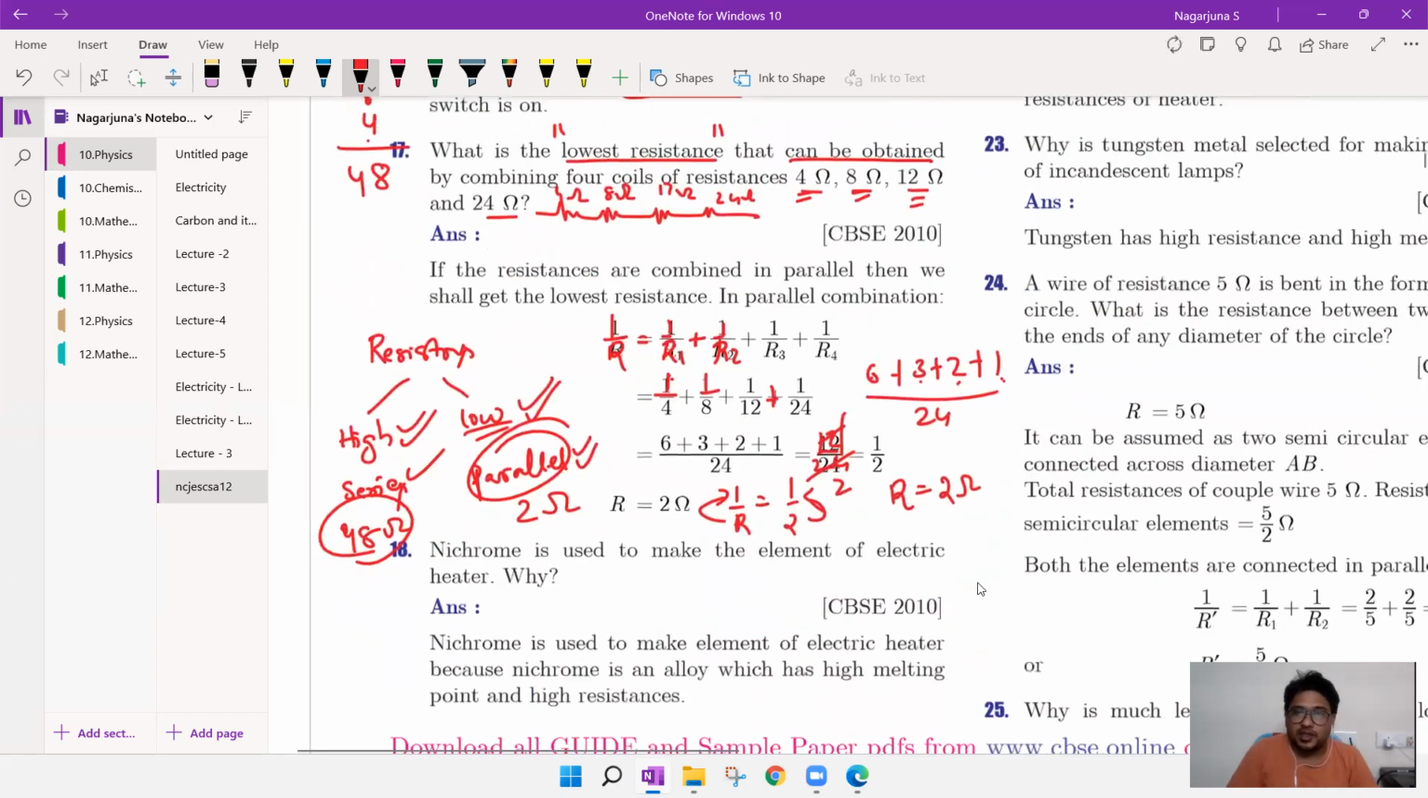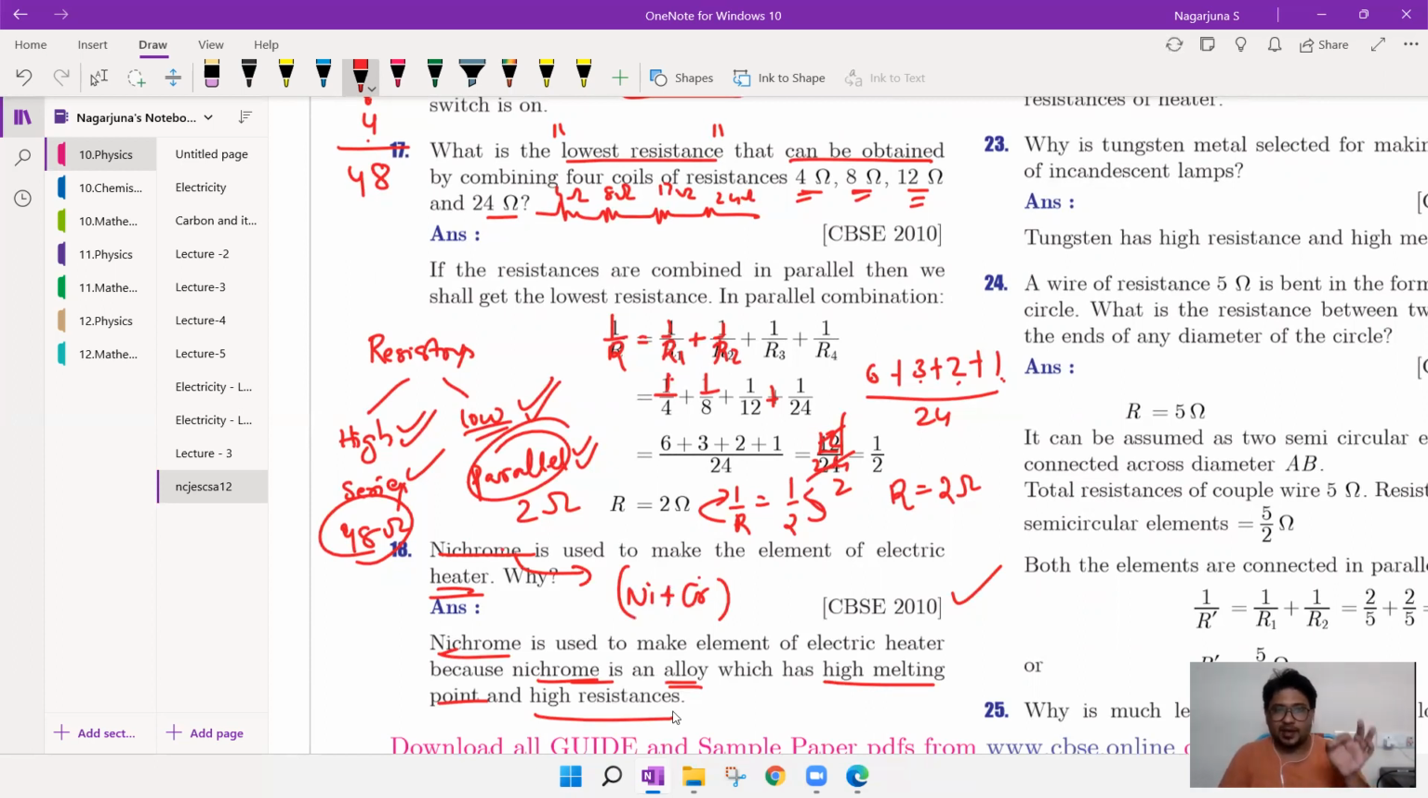Now, another question in 2010: nichrome is used to make the element of an electric heater. Why? Nichrome is a combination of nickel and chromium. Nichrome is used to make the element of an electric heater because nichrome is an alloy. Nickel and chromium, a combination of two or more metals, is nothing but an alloy. So what is the specialty of alloys? High melting point and high resistance. Many times this point got repeated. So for resistors: high melting point, high resistance, alloys.